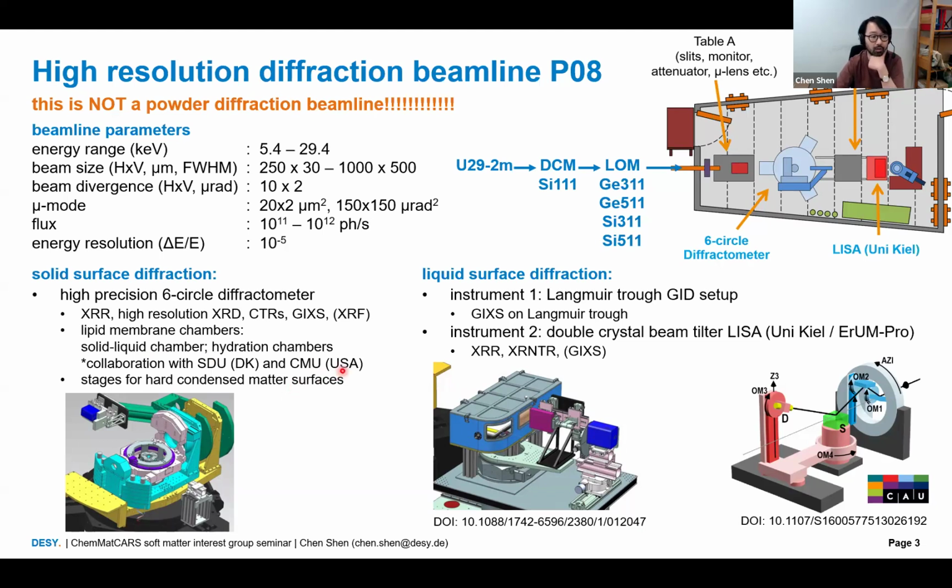We have two instruments for liquid surface diffraction. One is the Langmuir trough GID setup that is optimized for grazing incidence scattering experiments only on a Langmuir trough, so a very specialized setup. The other one is a general purpose liquid surface diffractometer, LISA, provided by the University of Kiel under funding from the German Ministry for Research. This one uses the double crystal beam deflector concept, and Bridget Murphy already introduced that in the last seminar a month ago. So today I will focus on the first instrument.